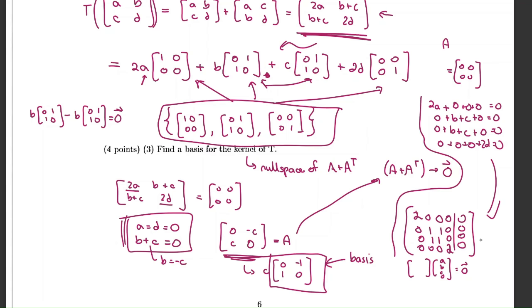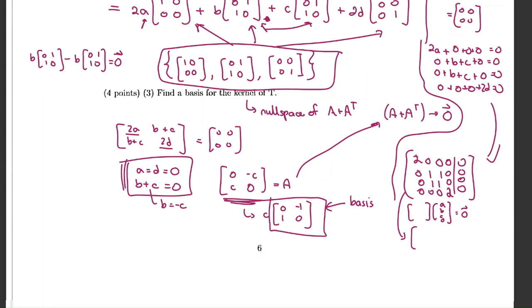I'm going to mark this one as an alternative way of doing things, because this would be helpful when equations are more complicated. So we have this system, and you can just row reduce this to get 1, 0, 0, 0, 0, 0, 1, 1, 0, 0, 0, 0, 0, 1, 0, 0, 0, 0, 0. And this will again give you the exact same information, so A equals 0, and D is also equal to 0. And then B is equal to negative C.